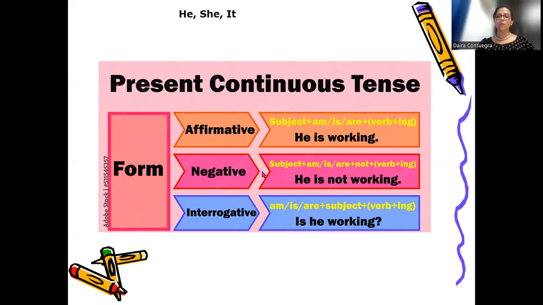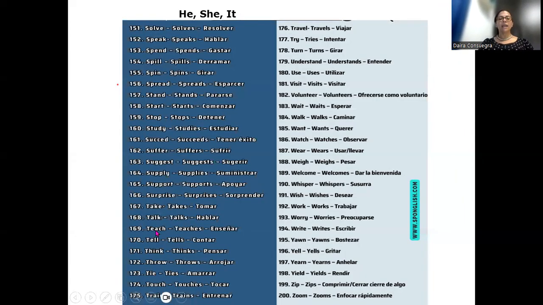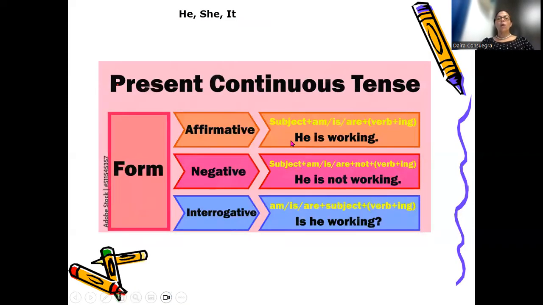So why is it important that we know all the other verbs? Why do we need to know the verbs? Because that way you can understand or make sentences. For example, you can say, ella está enseñando. You say, teach es enseñar. Okay. Teach is the main verb. According to the present continuous tense, I have to add the verb to be. She is teaching. She is not teaching. So I just have to add the ing to the main verb.